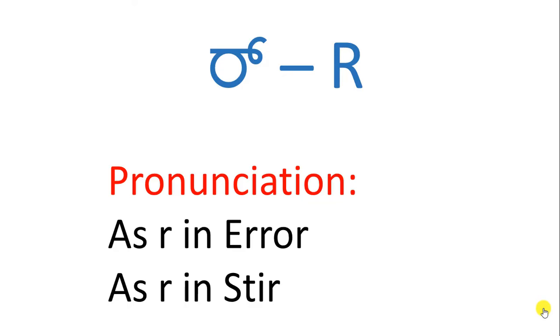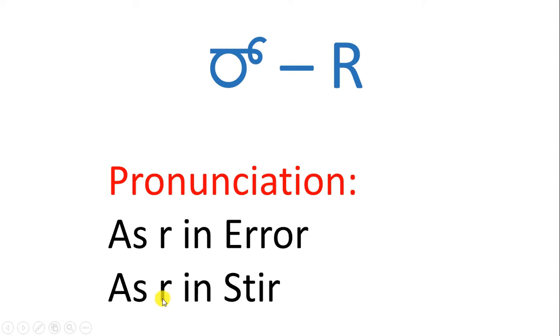The next root consonant is R. The way you pronounce it is as a small r in error. In error there are 3 r's, but the way you pronounce this root consonant is as the last r, not the other two. Error without the first 4 letters would sound like r. And that is how you pronounce this.